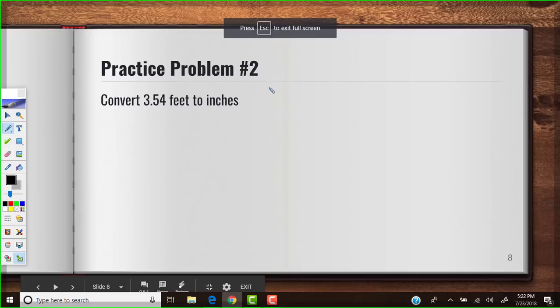Well, again, our first step, determine our given and determine our unknown. Our given is 3.54 feet, and our unknown is in inches. So we need to think of a conversion factor between feet and inches. Now this one's pretty straightforward. Hopefully you all know that 1 foot is equal to 12 inches. Pretty common conversion factor that we use on a day-to-day basis.